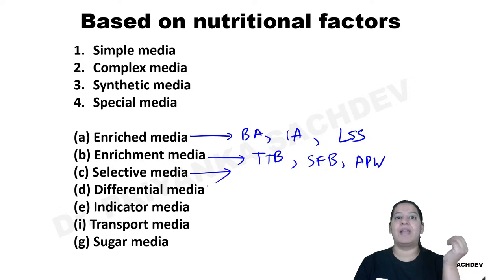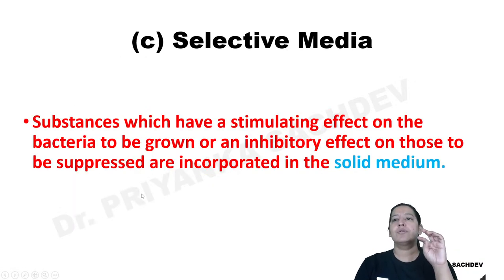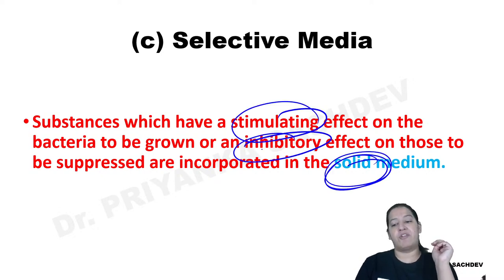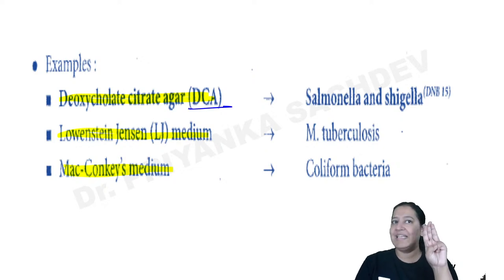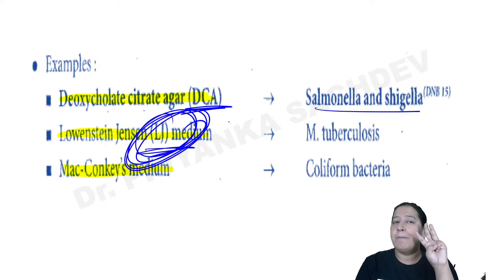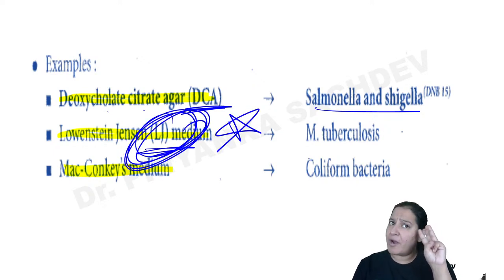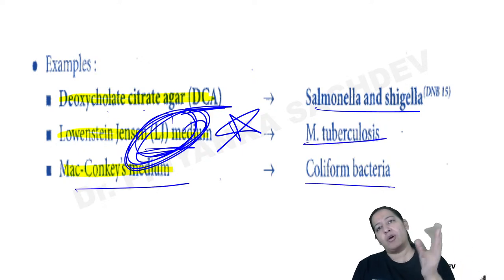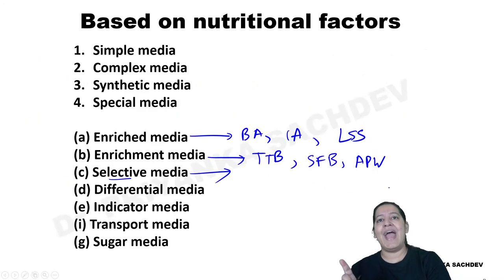Coming on to the selective media. Selective media are solid. These three will be solid. Selective media have the same definition, either a stimulatory or inhibitory substance, but they are solid. Three examples: DCA, that is deoxycholate citrate, for Salmonella and Shigella. LJ medium, very important, many questions come on LJ. It is an example of selective media, for Mycobacterium TB. And MacConkey, which is for E. coli. So DCA, LJ and MacConkey.